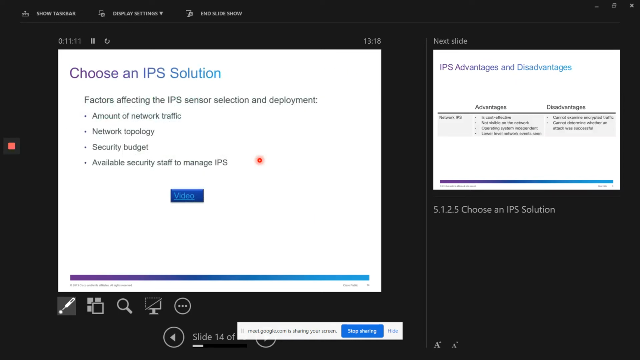When it comes to choosing an IPS solution from the list which I just showed you, there are a number of factors that you have to consider. First of all, the amount of traffic, then the network topology which is in place, and how much budget you have, because each comes with a different price tag, and whether you have the resources to manage the IPS system or not. I have a video link that describes in more detail how to choose the particular device, and the link is here. I will forward you this presentation as well, so you can watch this video after this lesson.